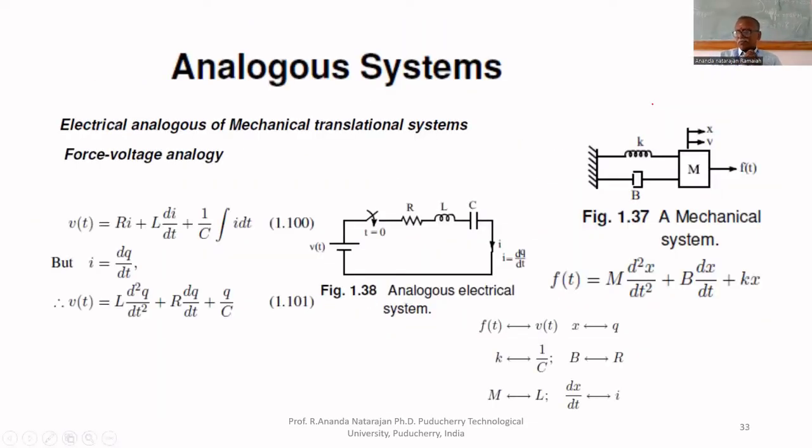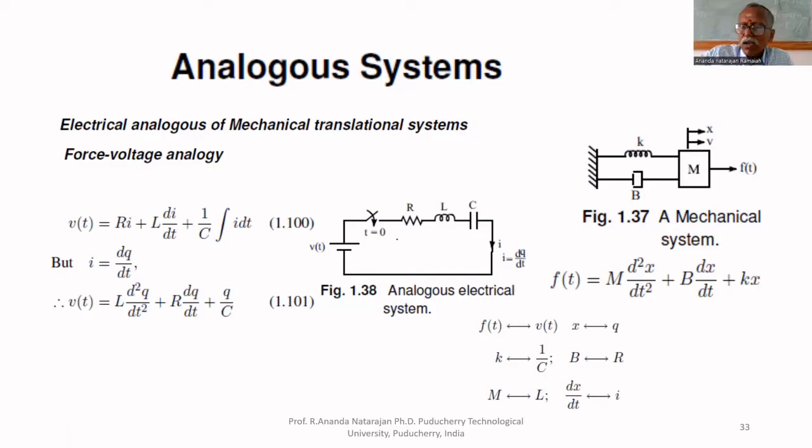Analogous systems. For a mechanical system, we can find an electrical analogous system. Electrical analogous system means the differential equations governing the mechanical as well as the electrical systems are identical.